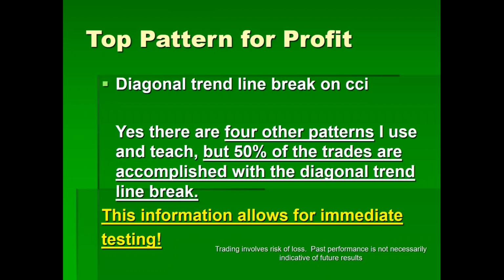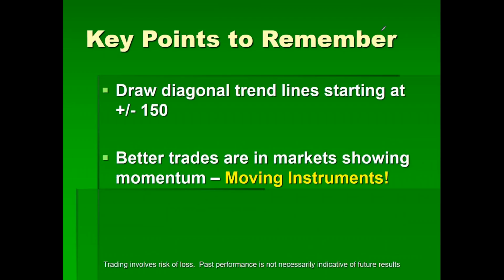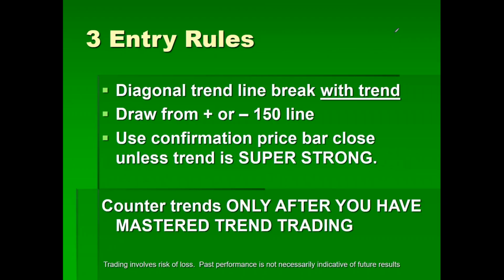This information allows for immediate testing, okay? Yes, you can trade in a very simplified manner. Here's the key point to remember. Start drawing the diagonal trend line starting at plus or minus 150. Your better trades are in markets showing momentum, moving instruments. Is the DAX a moving instrument? Absolutely. Lately it's been kind of tight. Stoxx 50, well, Stoxx 50 will do whatever the DAX says. You know that.